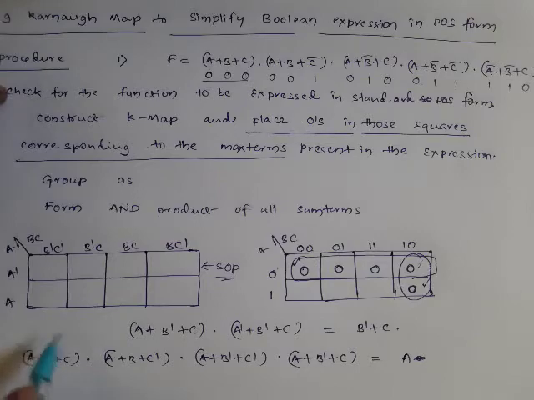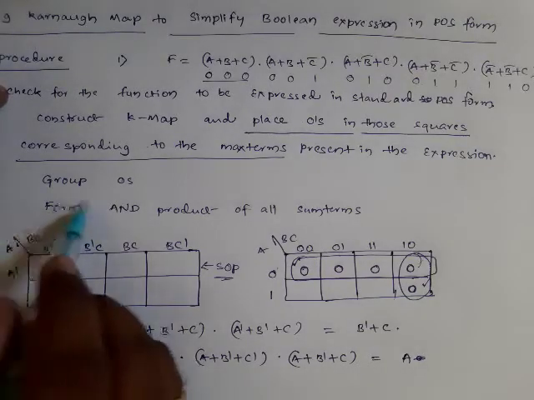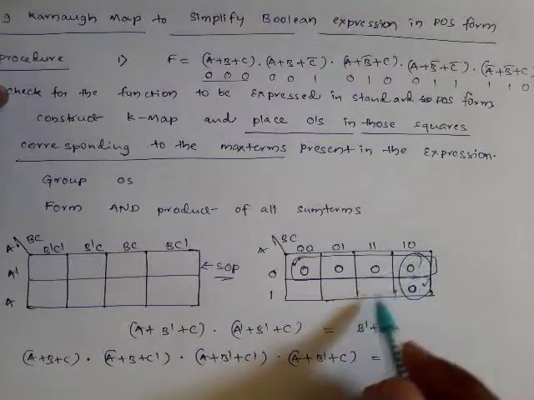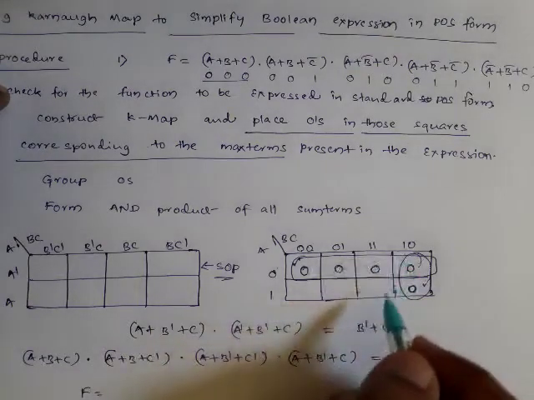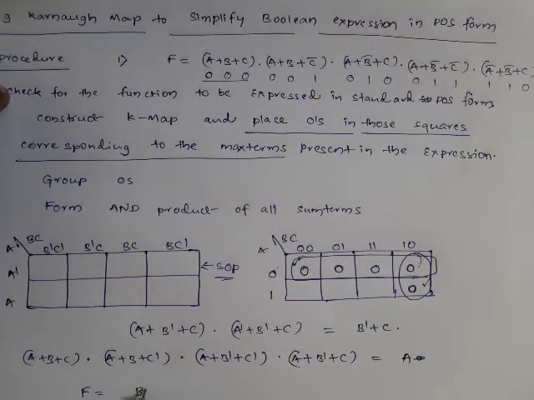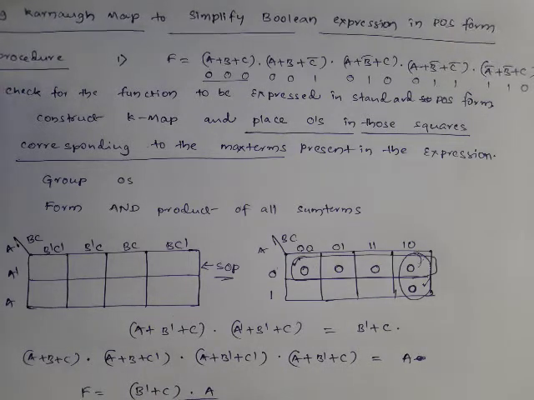And finally, by step 4, we have finished forming groups of all zeros. Finally, the final simplified expression for f is the product of all the sum terms that are generated by the loops. So the first sum term generated by the loop is b bar plus c, and the second sum term generated by the loop is a. So we have to take the product of the sums generated, and this will be the simplified expression.